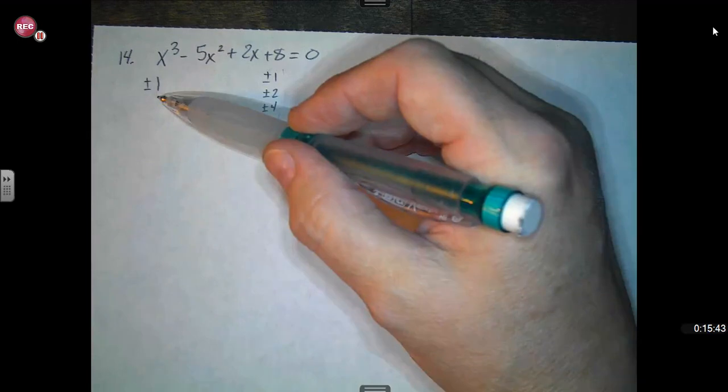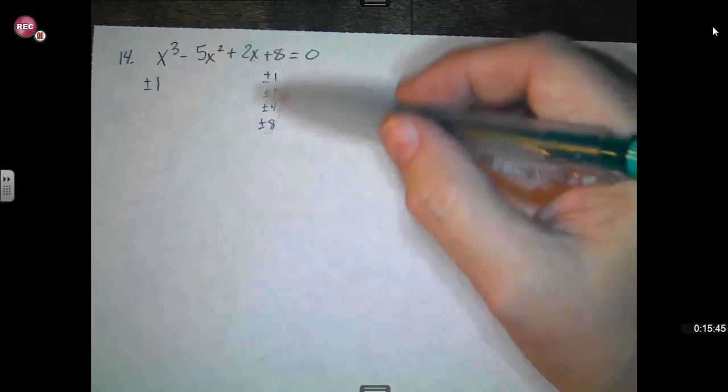We list the factors of the coefficient of x cubed. That's our highest degree term, and that's only plus or minus 1. So our possible rational roots are these numbers over this number. And so basically these are our possible rational roots. So then we go to synthetic division.